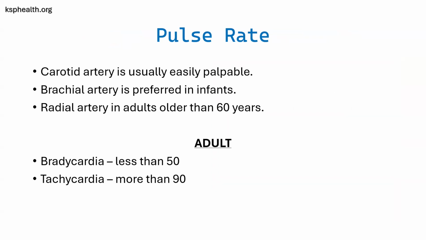After the blood pressure, look at the pulse rate. So where to check the pulse rate? Carotid artery is usually easily palpable, but brachial artery is preferred in infants. Radial artery in adults older than 60 years. The way defined in adults, bradycardia is when the heart rate is less than 50, tachycardia when the heart rate is more than 90. In children, based on the age, the cutoff for bradycardia and tachycardia is different. Please reference those manuals that depict each and every year the heart rate differentiation to keep them in bradycardic or tachycardic range.